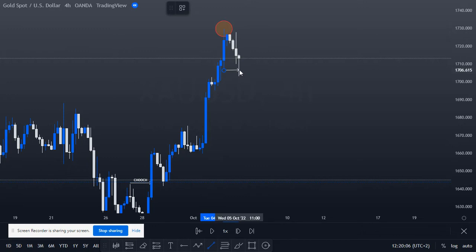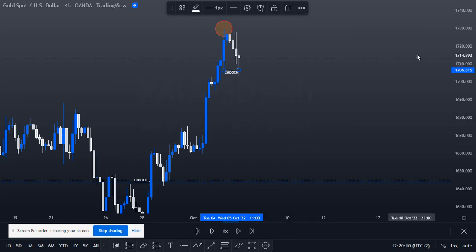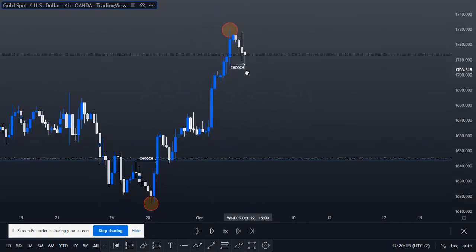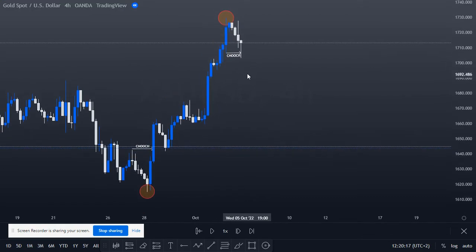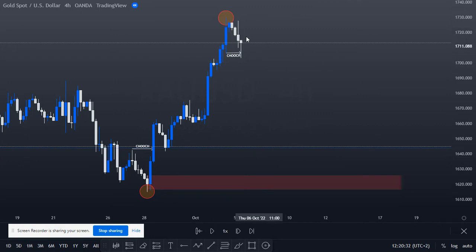So we can name that change of structure to the down. So now we're anticipating the market to move down and come collect orders around one of these order blocks. So we can identify an order block we think the market will come and take orders in, and we'll use it as our TP for this order which we're going to take here.